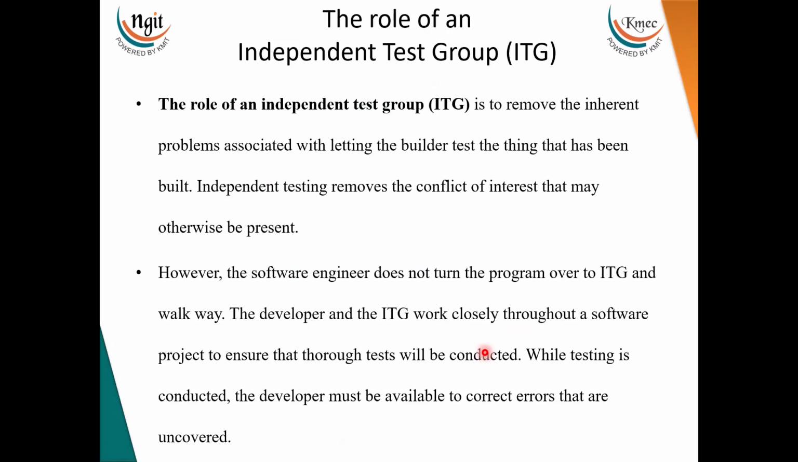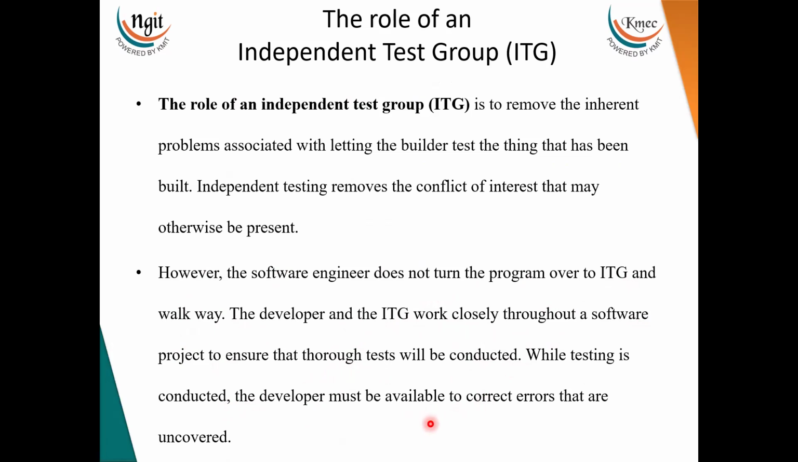The role of an independent testing group is to remove the inherent problems associated with letting the builder test the thing that has been built. So independent testing removes the conflict of interest that may otherwise be present. However, the software engineer does not turn the program over to the independent testing group and walk away. The developer and the ITG work closely throughout a software project to ensure that thorough tests will be conducted. While testing is conducted, the developer must be available to correct errors that are uncovered.